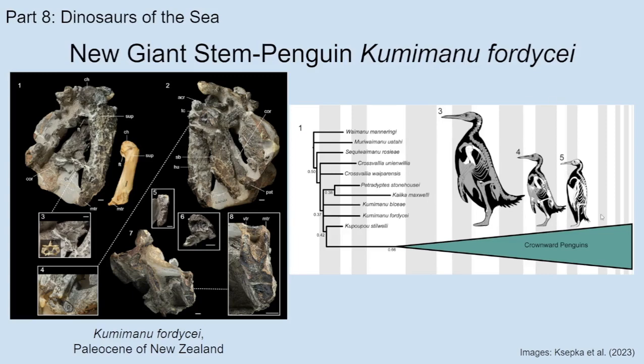If you're wondering about the other skeletons that are shown here, the one in the middle, number four, is another fossil penguin that was found at the same site, and in fact, it was named in the same paper. This is Petrodiptes, a name that means stone diver, because it was found in some really, really hard rock. So Petrodiptes was not as big as Kumimanu, but it was a little bit bigger than the largest living penguin today, which is the third skeleton represented there. That's the emperor penguin. So this is a size comparison between these three different types of penguins. So we have Petrodiptes, which is a little bigger than the emperor penguin, but then we have Kumimanu, which is probably the biggest stem penguin that we know of. So, pretty cool find.